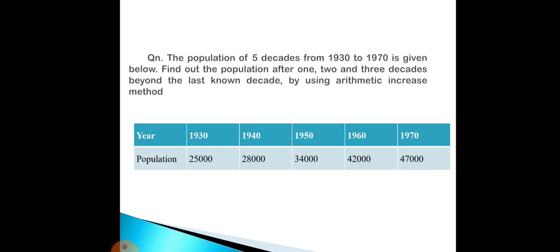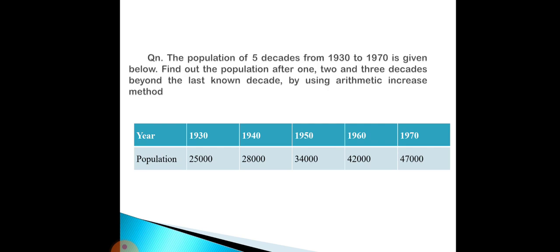Just go through the problem. The problem states that the population of 5 decades from 1930 to 1970 is given below. Find out the population after 1, 2 and 3 decades beyond the last known decade. Here the last known decade is 1970, and this has to be done by using the arithmetic increase method.